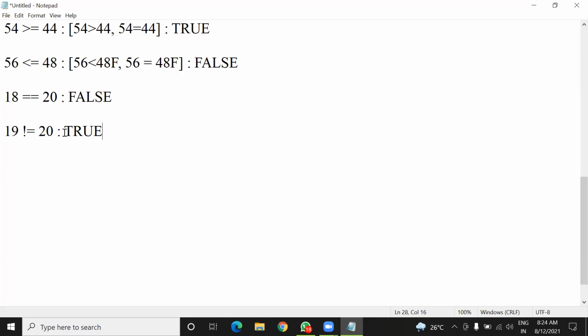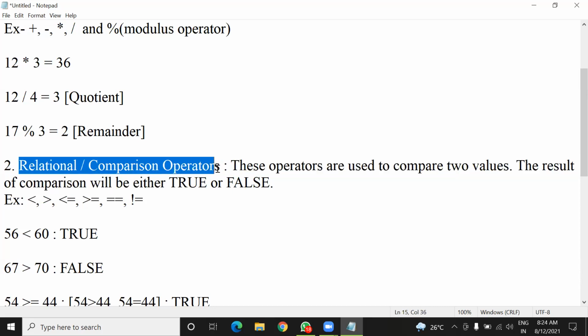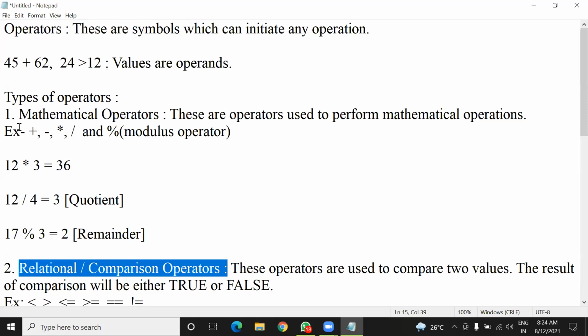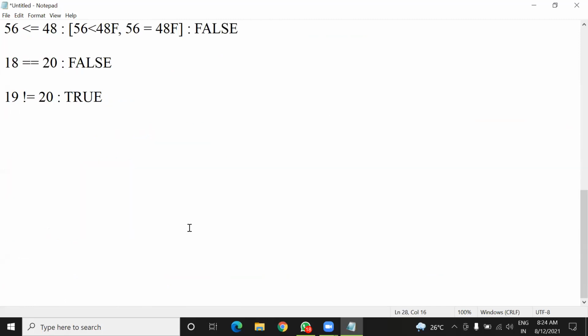Okay. So this is all about relational or comparison operators. Do you have any question to ask? No, sir. So now you have seen mathematical operators and relational operators. Now come to the third type. What is that? Logical operators. Yes, this other one is logical operators.